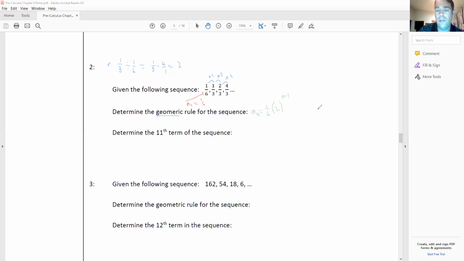Now if I want to find the 11th term in the sequence, all we're doing is taking our 11 and plugging it in. So 1/6 times 2 to the 11 minus 1. You plug that into your calculators, and you would find that it equals 512 over 3. Or if you wanted to, you could call that 170 and 2/3.